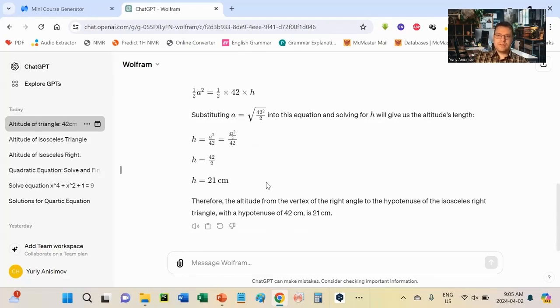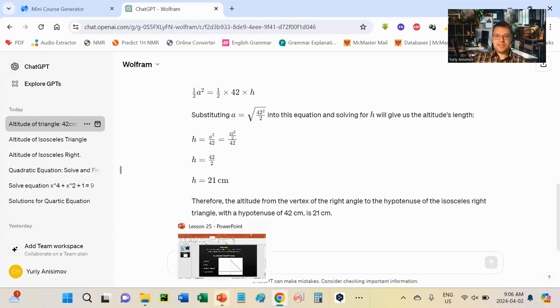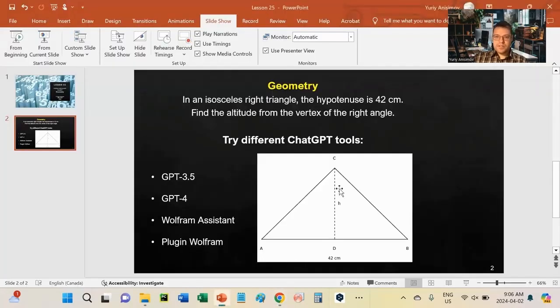Although it's a little bit long. I would offer a shorter solution. But yes, it's 21 centimeters. Because here, as we know, in an isosceles triangle, the altitude functions also as a median and a bisector. And if it's the median, that means that AD equals BD here. And if AB is 42 centimeters, then AD is half of it, 21 centimeters.